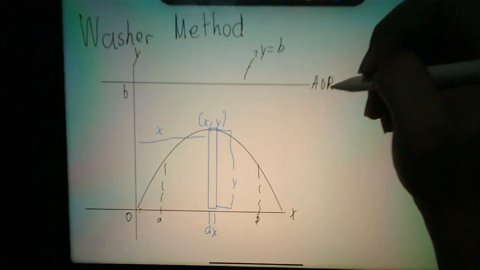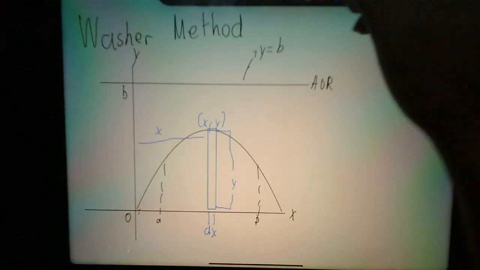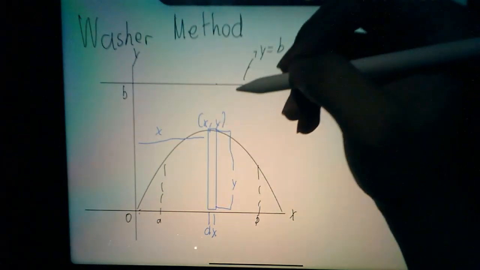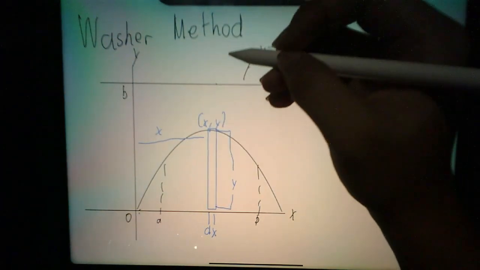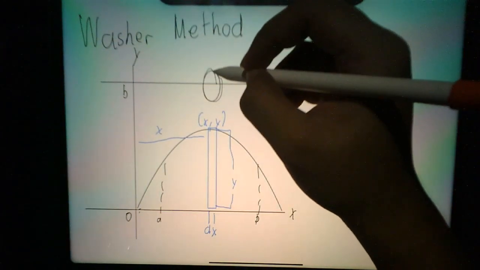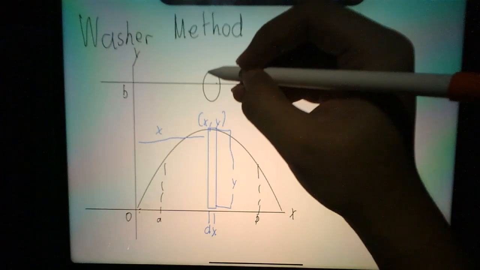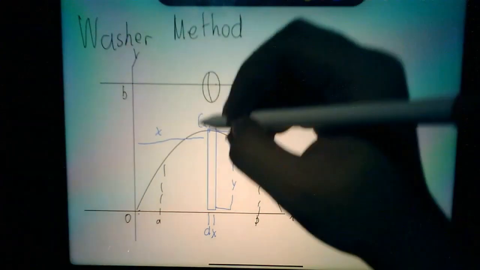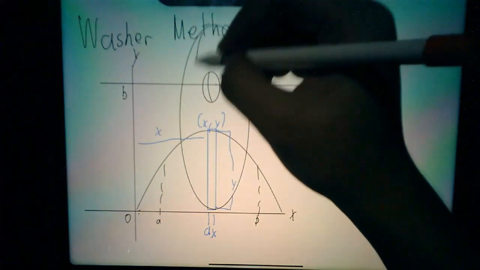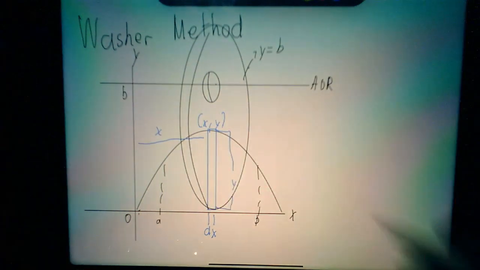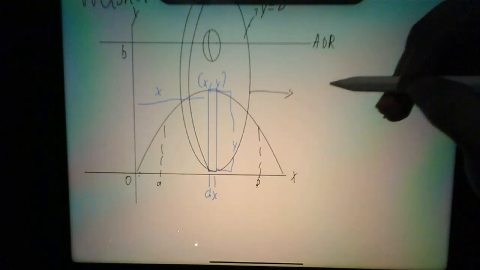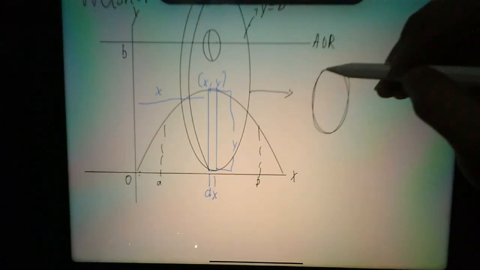So first we need to put here a circle. By doing this we can make a solid shape. See a circle here, and a circle there. Now by taking this out, this will become the shape here.